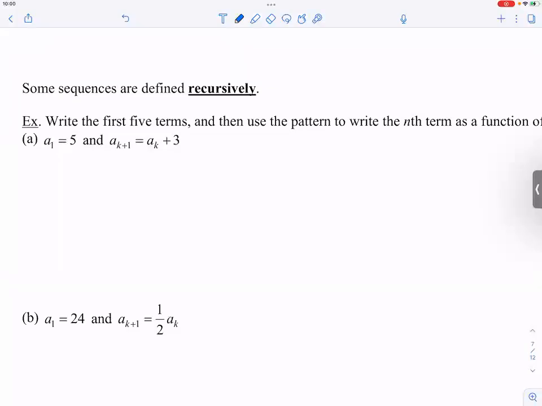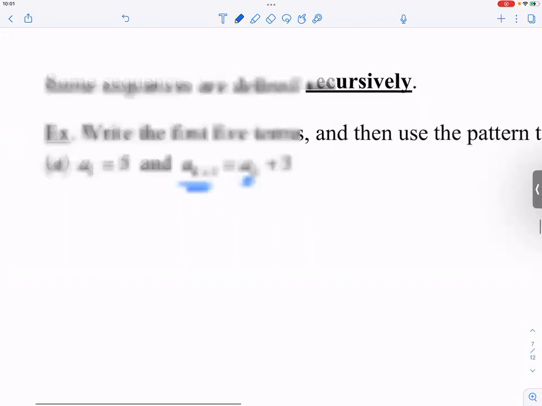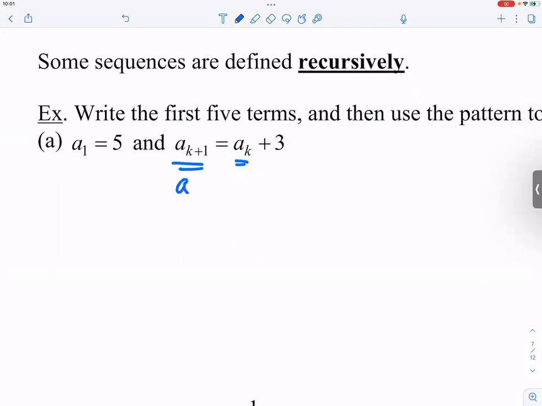So some sequences are defined recursively. What does it mean by recursively? If you look at the expression right here, what it's telling you is that the next term is based on the previous term. So what does it mean then? It means A2 is equal to A1 plus 3. Well, what's A1? A1 is 5, I gave you. So 5 plus 3 is equal to 8. So that's what A2 is.